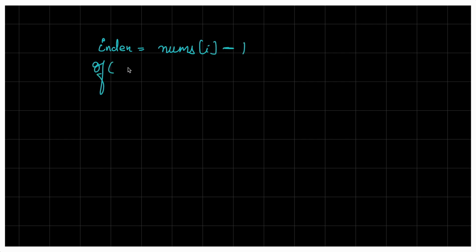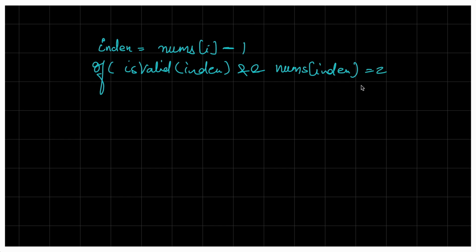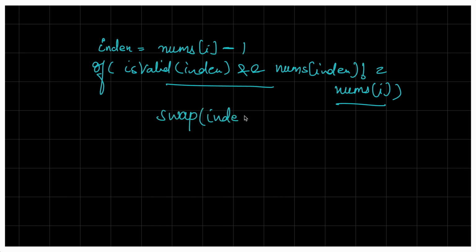So if this index is valid, at the same time we will check whether the value at this index is equal to the value at the ith, the current index, right? If this condition is not true, if they are not equal, that means we need to make a swap. So we'll make a swap with index and I, right? After that, if this condition is not getting true, we'll increment our I pointer by 1, right?